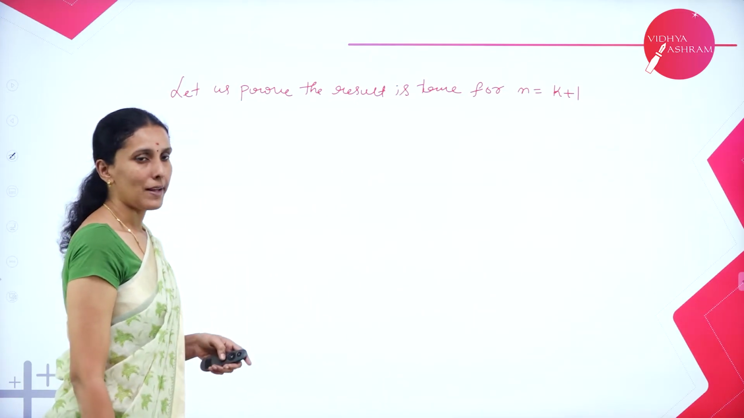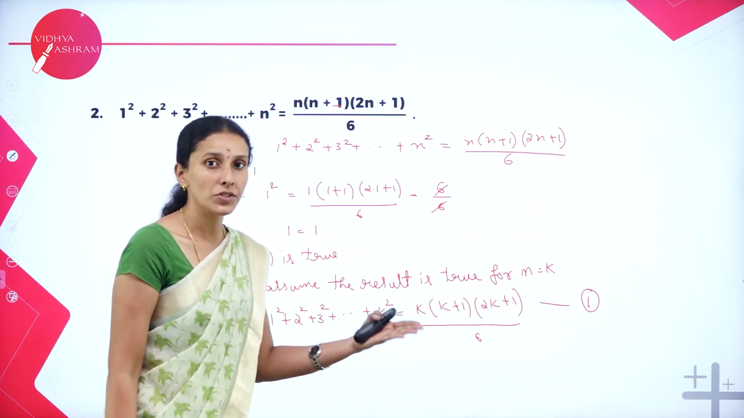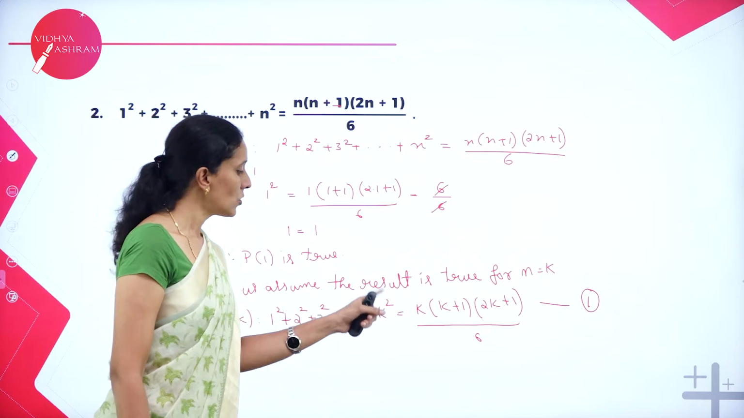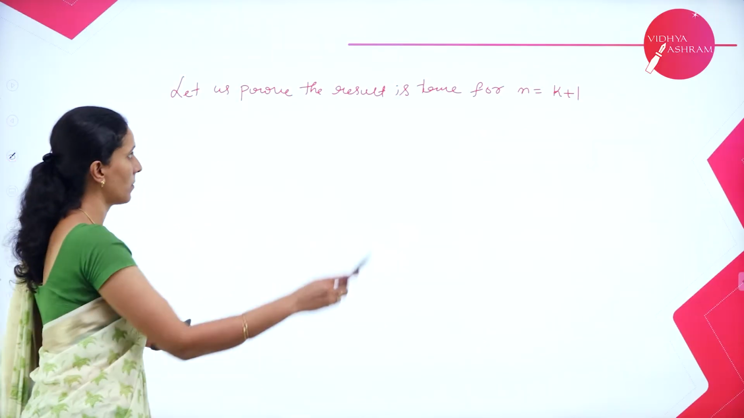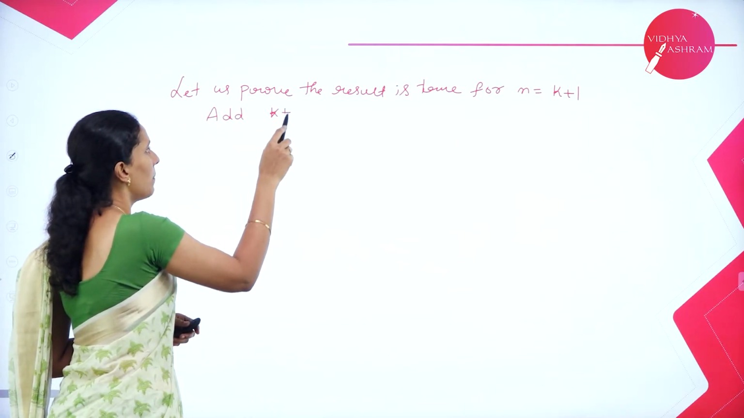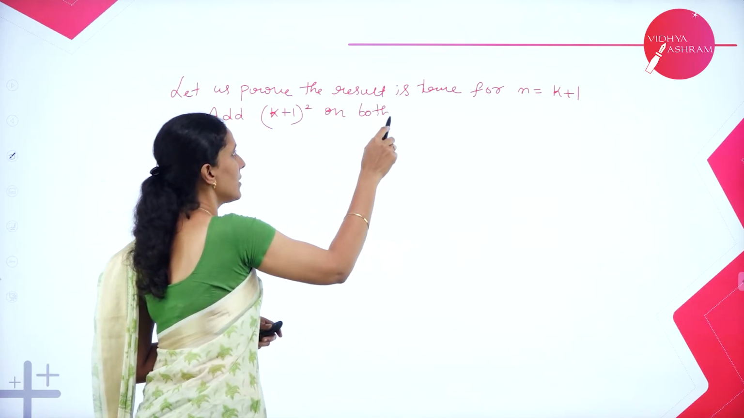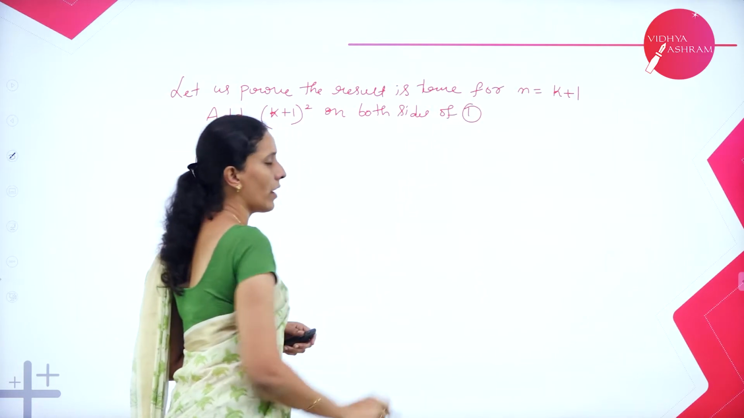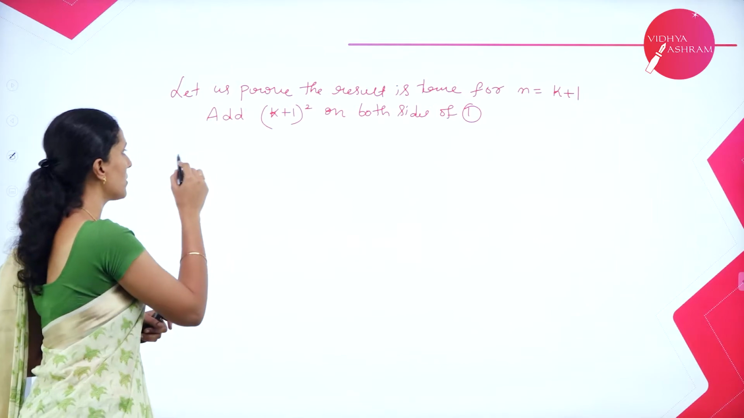So to get k plus 1, what should we do? We have to add k plus 1 whole square on both sides, because here it is in the form of squares. So for that, add k plus 1 whole square on both sides of equation 1.